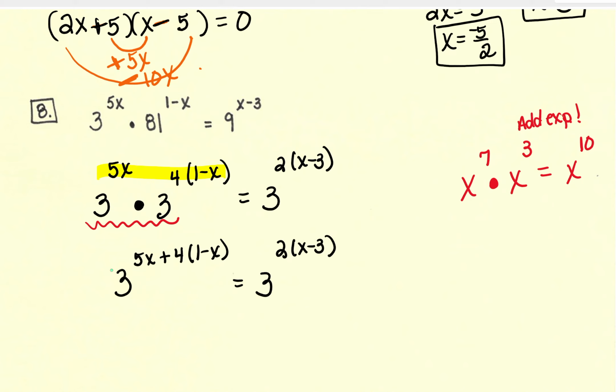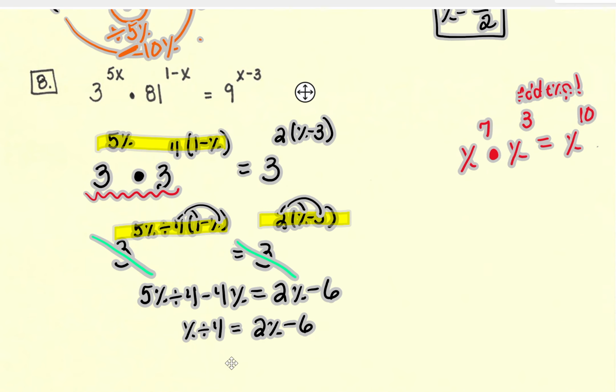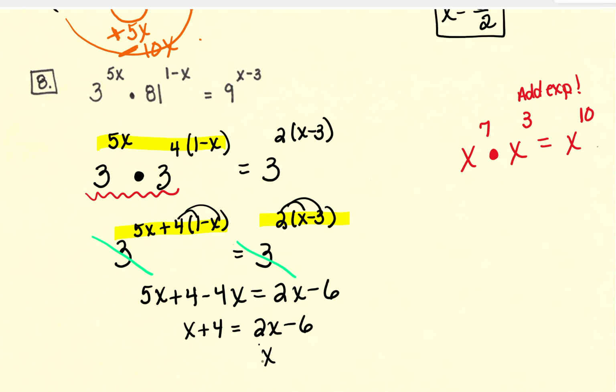Okay, so again, I've got the same base, so let's drop those bases and set these exponents equal, and we'll be done. So 5x plus 4 minus 4x equals 2x minus 6. Collect your like terms. 5 minus 4 is x plus 4 equals 2x minus 6. If I'm going to solve this, I'm going to subtract that x over, and I'm going to add that 6 over and get x equals 10.